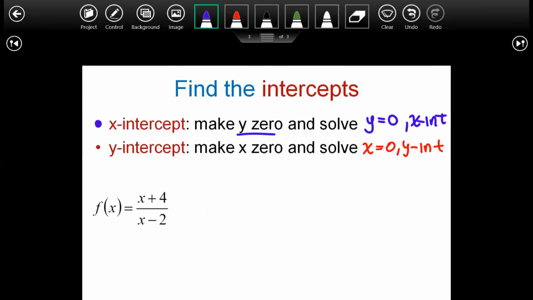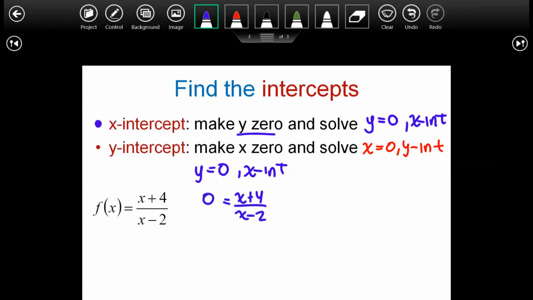In blue, I'll do our x-intercepts. In red, we'll do the other ones. For our x-intercept, we want to be able to say y would be equal to 0. Therefore, we're going to get an x-intercept. If we do our first case, if we set y equal to 0, we're going to get 0 is equal to x plus 4 over x minus 2. We have to be able to solve this out.